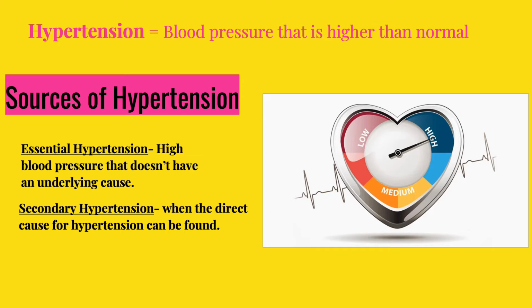There are two sources of hypertension. There's essential hypertension, which is high blood pressure that doesn't have an underlying cause. And there's secondary hypertension, when the direct cause for hypertension can be found, and usually this is from a disease.